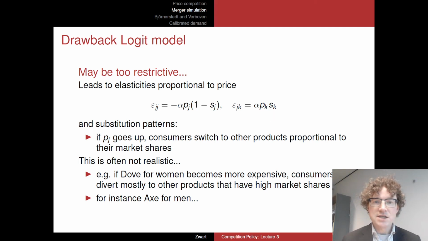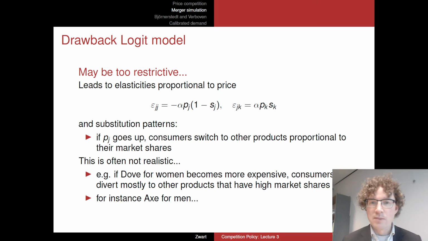So what that means is, if you turn back to this example of deodorants, if Dove for women, for example, increases in price, it will mean fewer people will actually buy this particular product. They will instead buy something else, a substitute. According to this equation, what will they most likely buy? So where is the cross price elasticity largest? Well, for those products which have the largest market share. Well, that turns out to be X for men.